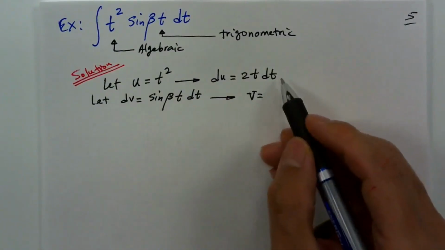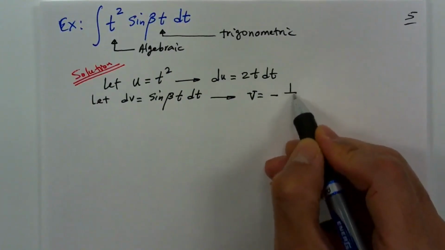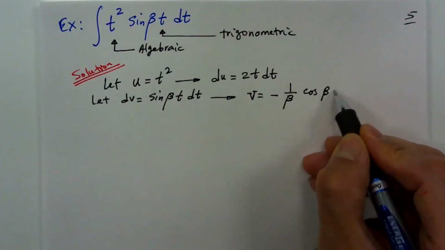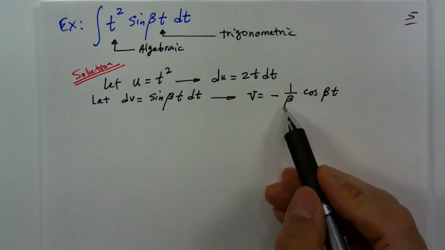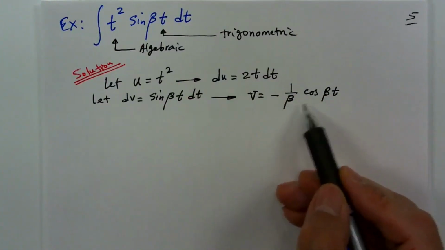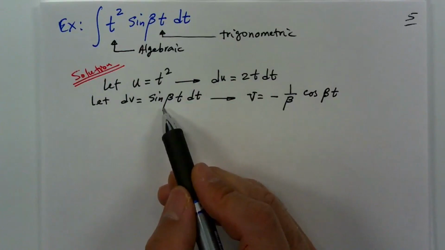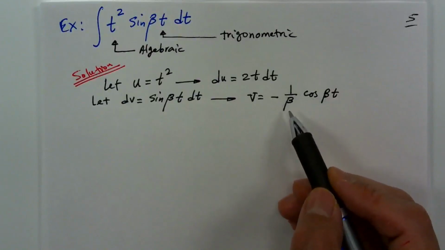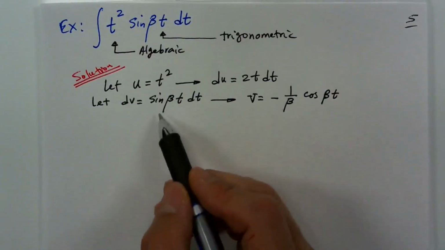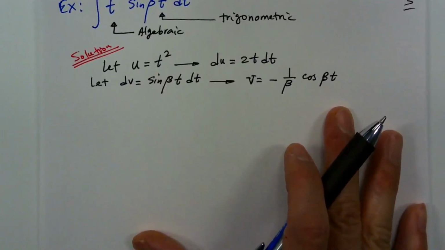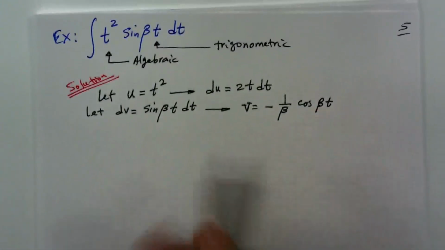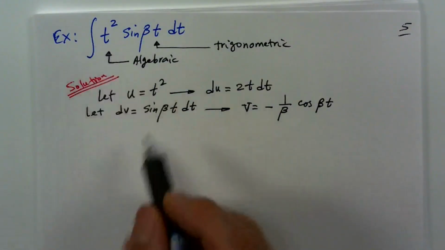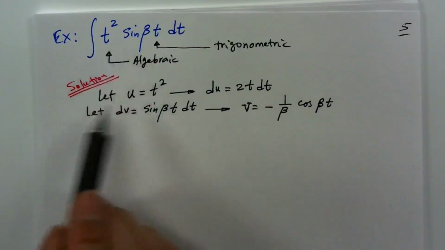So v would be, of course, minus 1 over beta cosine of beta t. Right? Like I said earlier, if you have any doubts about this, just take the derivative of it and see if you get that. If you get that, then you're fine. If not, then you need to tweak this a little bit so that when you take the derivative of it, you get that. Okay, so now we rewrite this original integral in terms of u dv and the rest of it. I'm just going to go directly to uv.